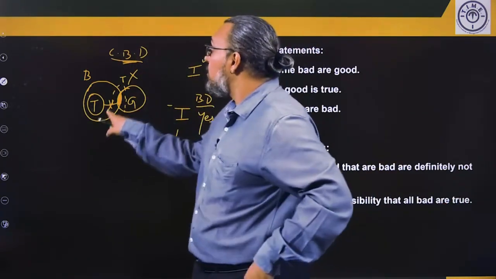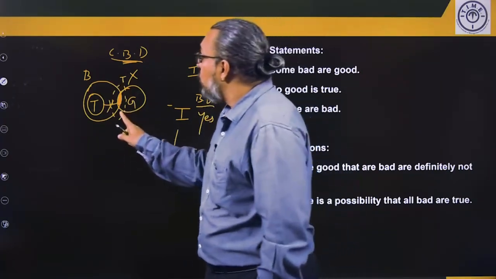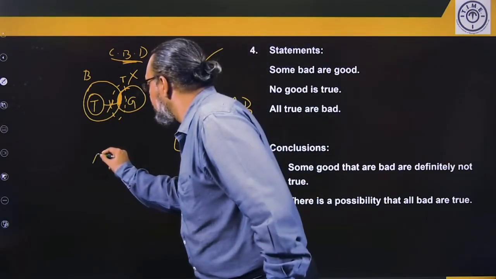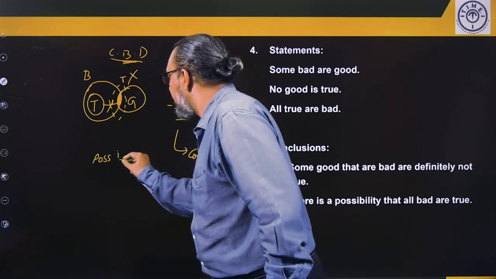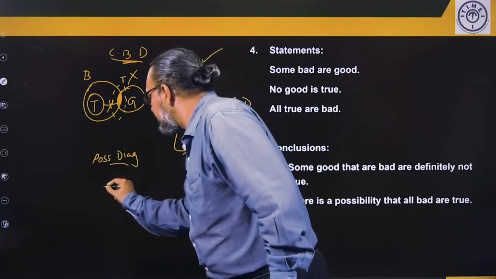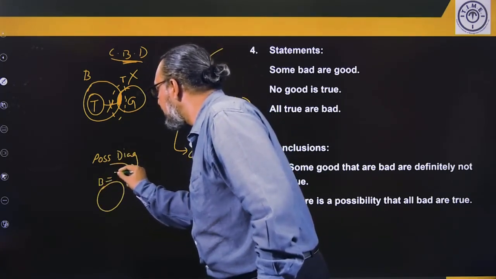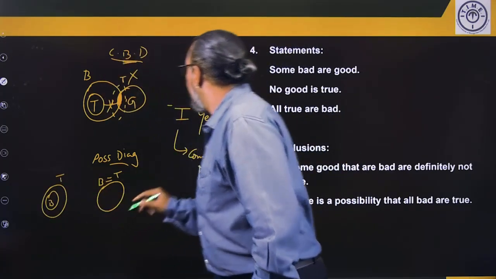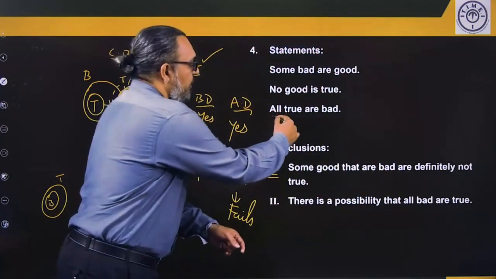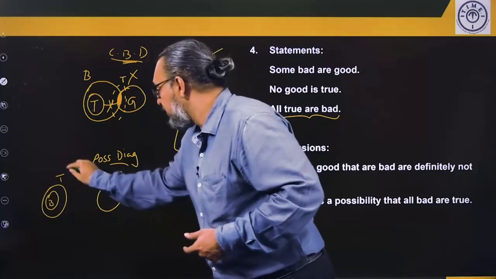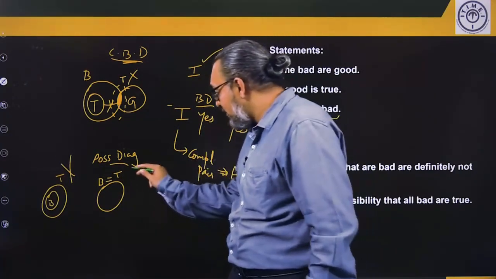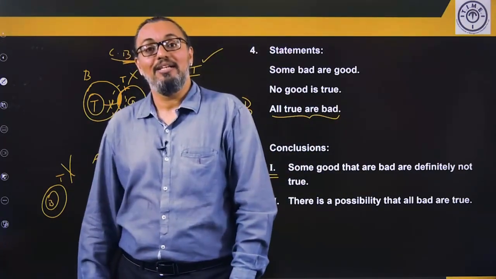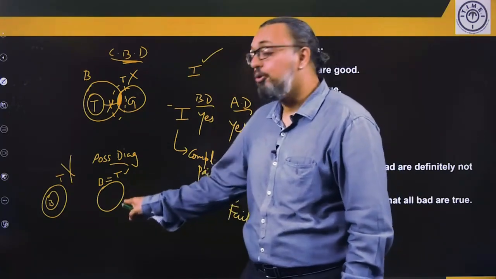Then second one, there is a possibility that all bad are true. Okay. He says there is a possibility that all bad are true. We know that all true are bad, but if I take all bad are true, so this is how you have to understand the possibility diagram. Okay. This is how you take all bad are true. You put an equal to sign. Because if you take all bad are true like this, then the third statement, all true are bad, you will not be able to satisfy here. So, you have to keep in mind the original relation that has to be maintained, and draw it accordingly. So, this is how you draw all bad are true.